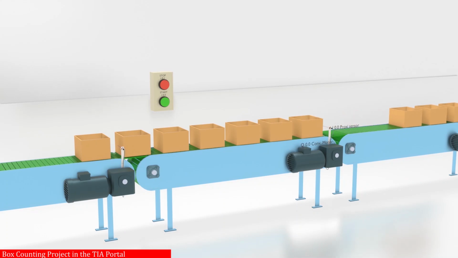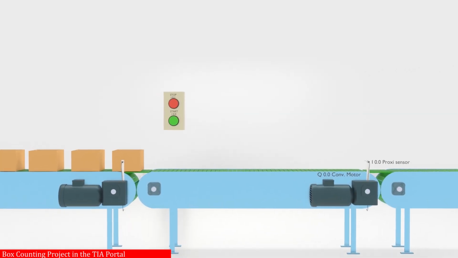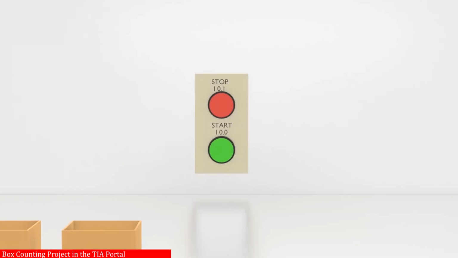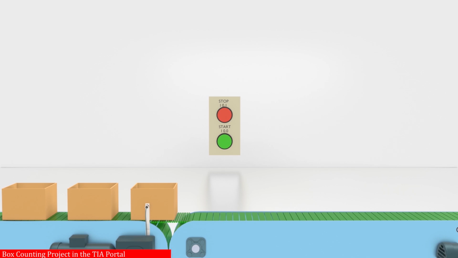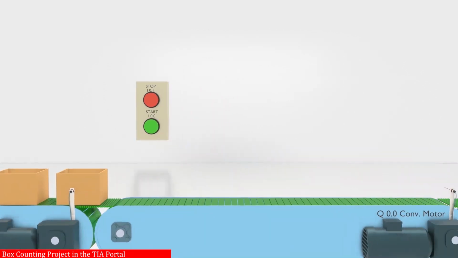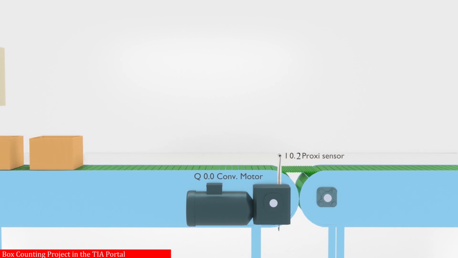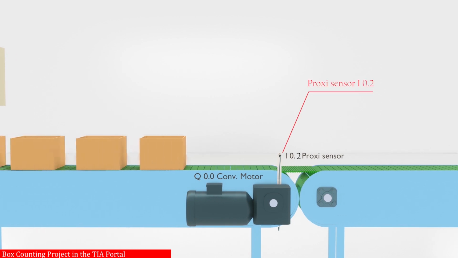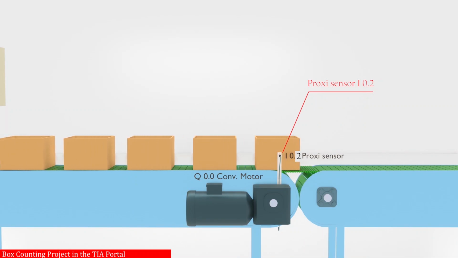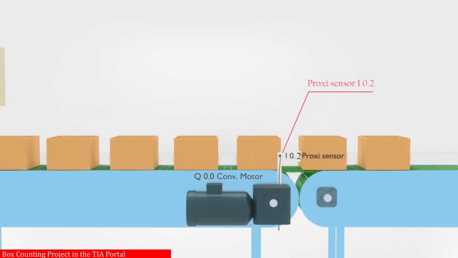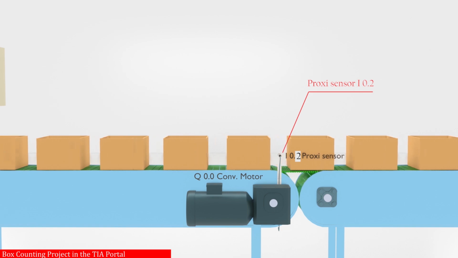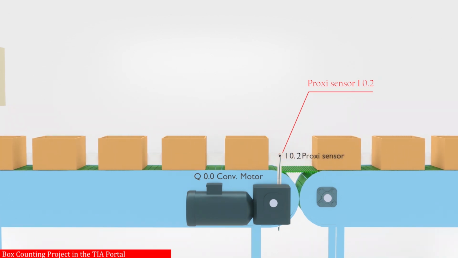For today's session, we have a start push button I0.0 and a stop push button I0.1. When we press the start push button I0.0, it will start the conveyor Q0.0 and boxes will start to travel on this conveyor. Next, we have a proxy sensor I0.2 to detect the boxes. As the boxes pass in front of this sensor, the PLC should count the boxes, and after 5 boxes, the conveyor should stop and the counter should reset and be ready for the next cycle.